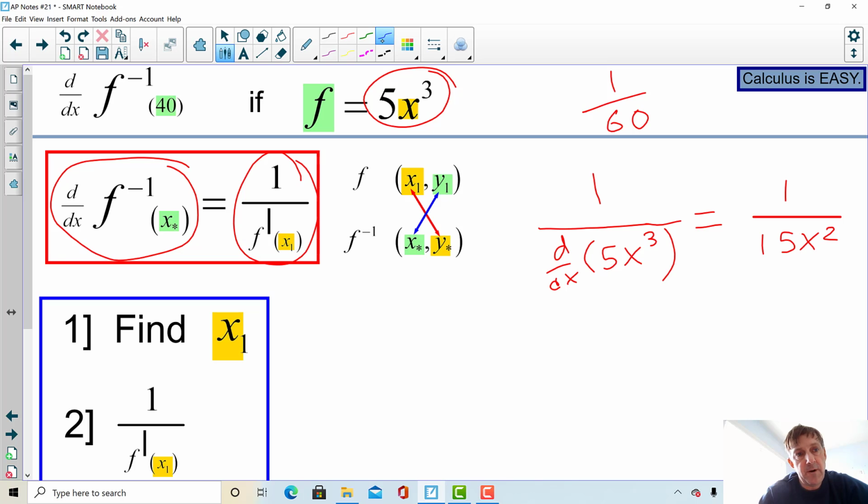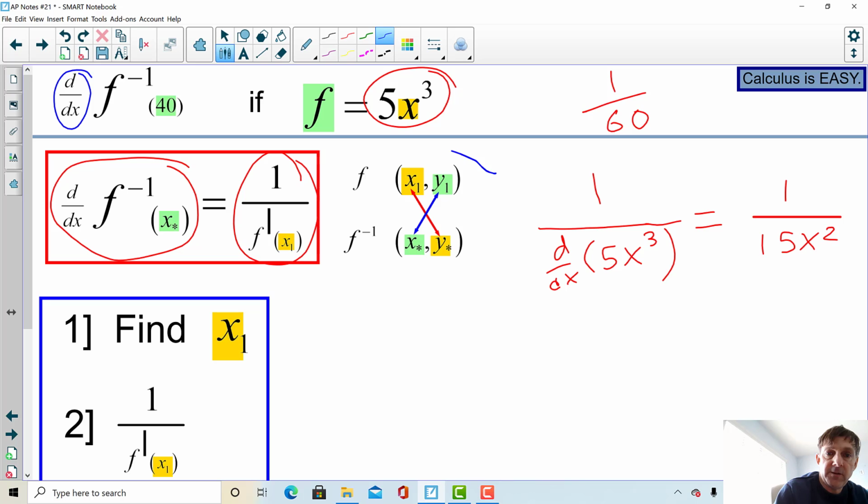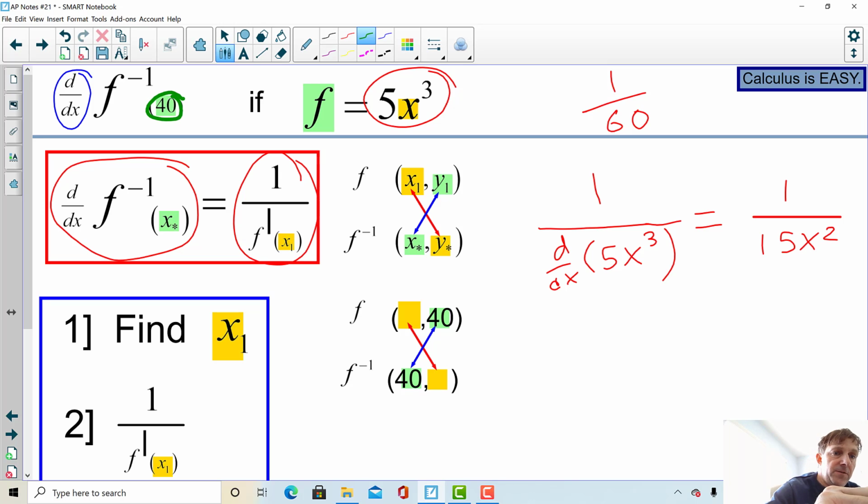Now here's the only tricky part of it. We want the derivative of the inverse when x is 40, but that x belongs to the inverse. Let's take a look at what that means. For a regular point, we'll call it xy, the corresponding inverse point is going to be the opposite. It's kind of like yx. So this 40 is the x value for f inverse, just like you see right here, but that means it would really be the y value for the original f function.